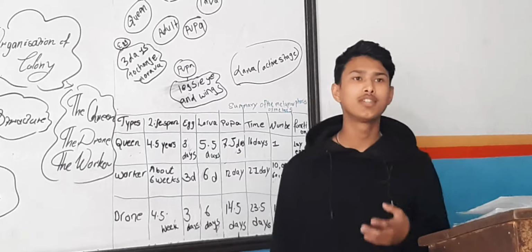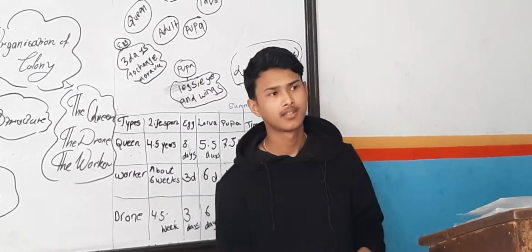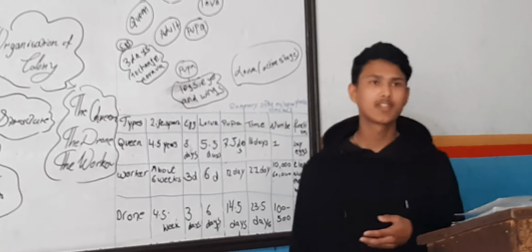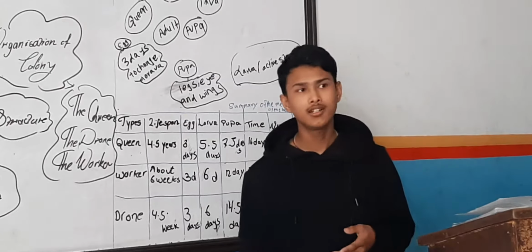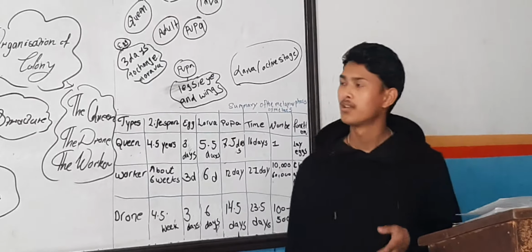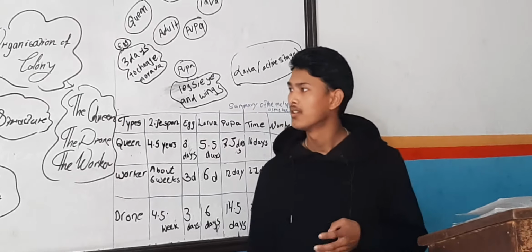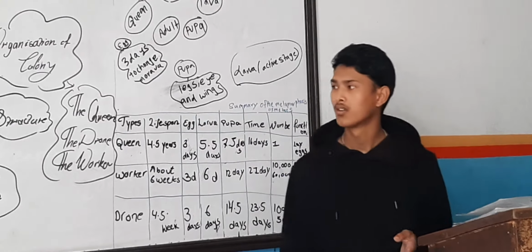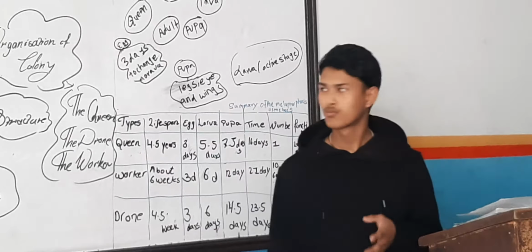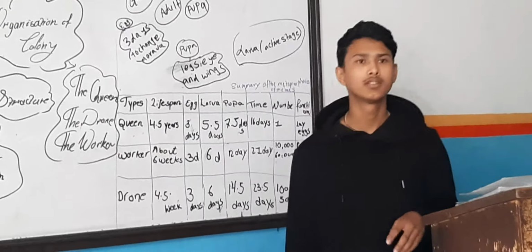The study of the honeybee is called melittology and its farming is called apiculture. Now, classification: kingdom Animalia, phylum Arthropoda, class Insecta, and common name bees or Apis. External structure of the honeybee. The honeybee body is divided into three parts: head, thorax, and abdomen.